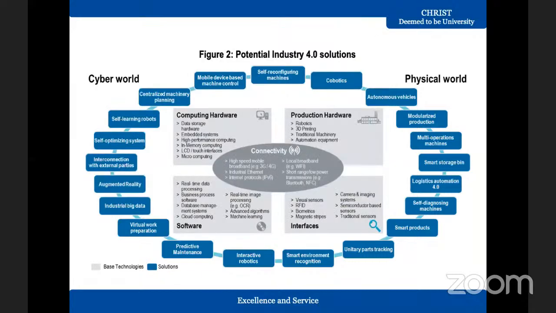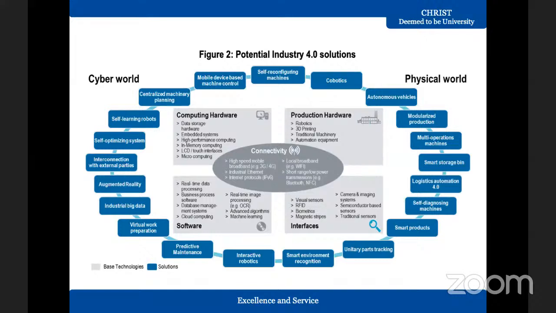Now here I have given one pictorial representation of a diagram. I'm going to connect two worlds: one is the cyber world, another is the physical world. To my right, whatever I have given comes under the physical world. For example, it starts from cobotics. Cobotics is nothing but collaborative robots. Robots will be joined together and will execute tasks or functions based on our programs and commands. Then comes the autonomous vehicle.